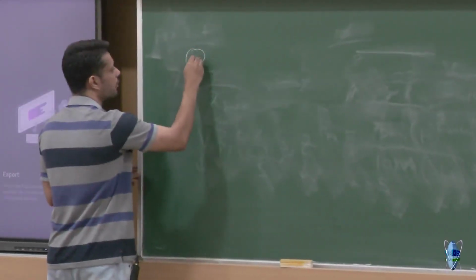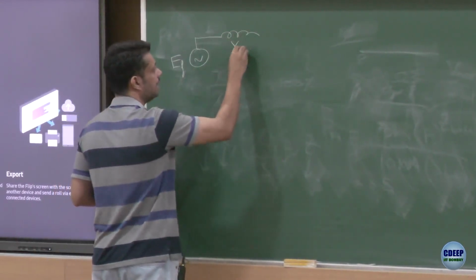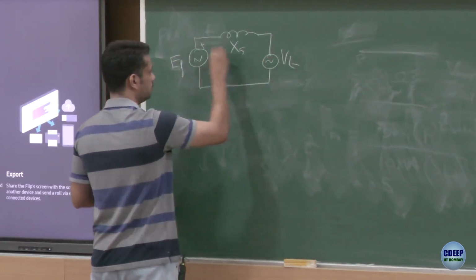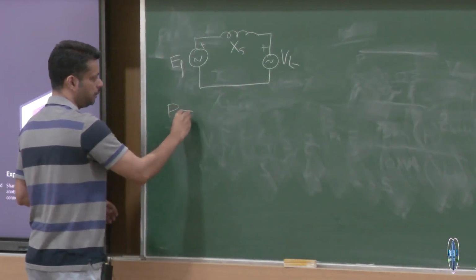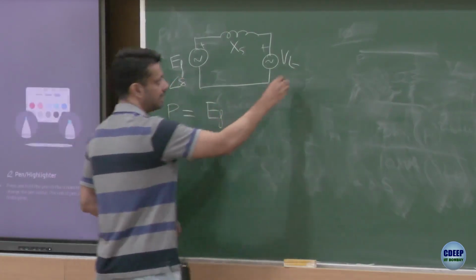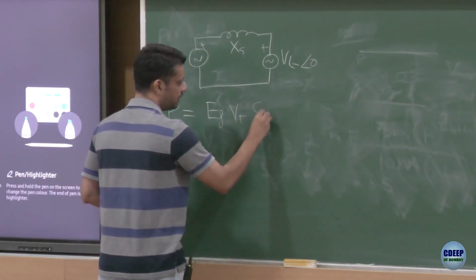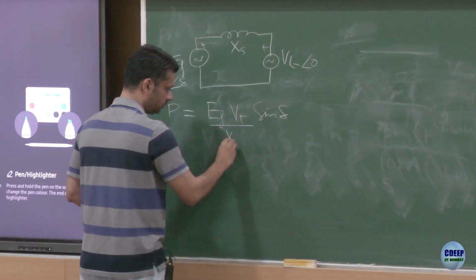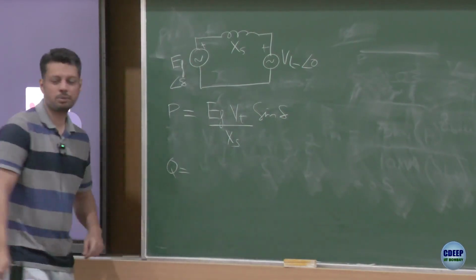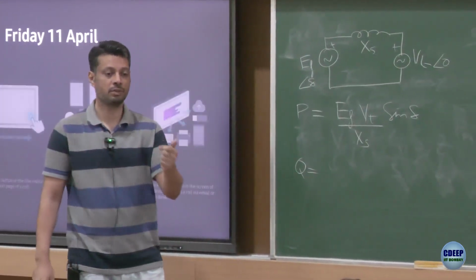Which was for EF, excess, VT, the real power P was equals to EF at angle delta, VT at an angle 0. So power is equals to EF magnitude into VT magnitude into sine of delta upon XS, and Q was equals to, what was Q equal to? Anyone? What was Q equal to?